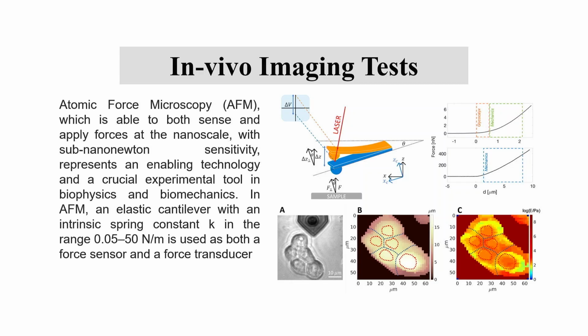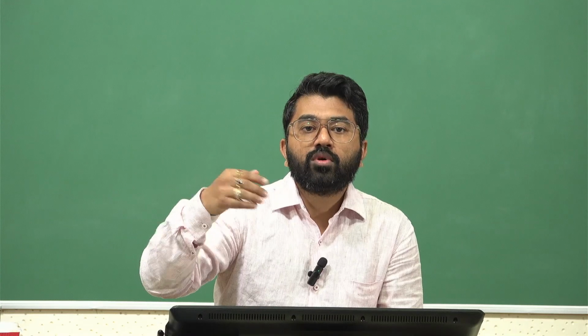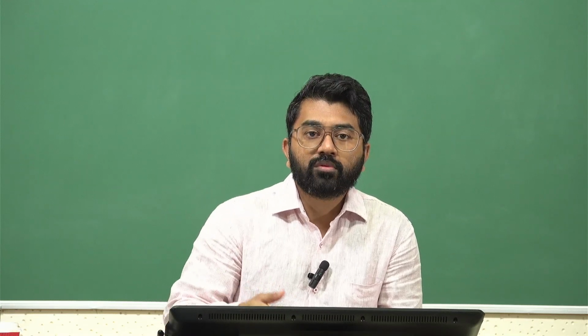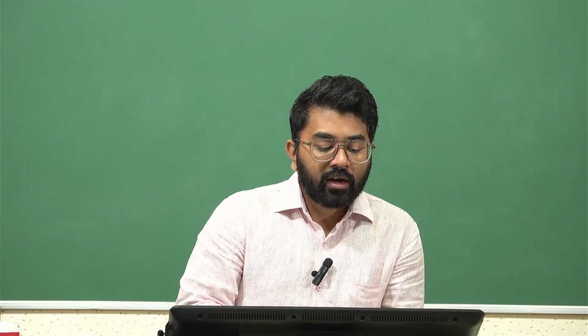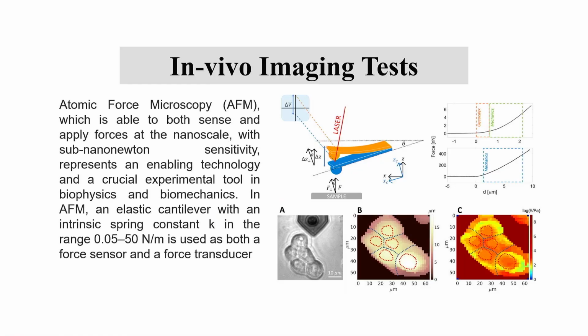In AFM, this is widely known as AFM, an elastic cantilever with an intrinsic spring constant K in the range of, this is typically the mechanics of materials. So you have any spring, it has a spring constant, basically, which describes how the spring is going to behave, whether it is a very easy loose spring or a hard spring kind of thing. And both a force sensor and a force transducer, right? Sensor is measuring the forces.